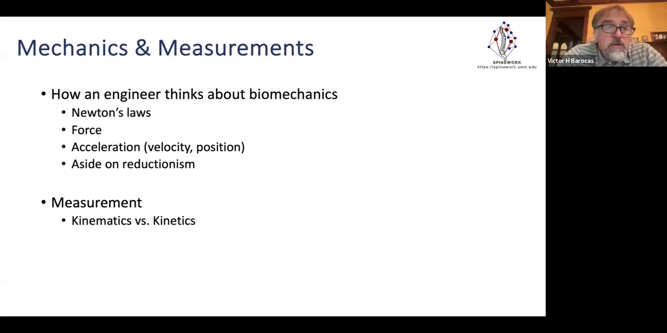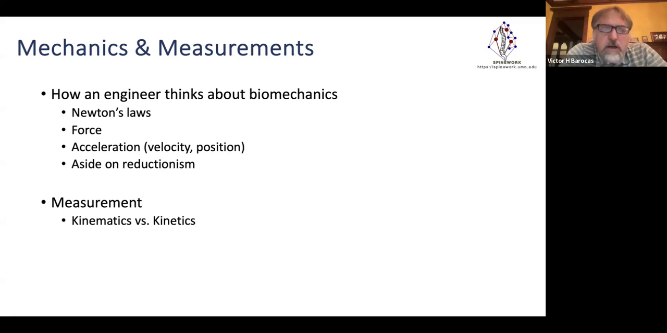So to get to the point, when an engineer thinks about biomechanics, the first thing we think about is Newton's laws. The force is equal to the mass times the acceleration. An object in motion tends to remain in motion, and an object at rest tends to remain at rest unless acted on by force. That's how we want to think of this problem, right? We want to think about it in terms of forces and in terms of accelerations, and the velocity and the position. There are the integrals of the acceleration or other measures of position. And we want to think about how they relate to each other.